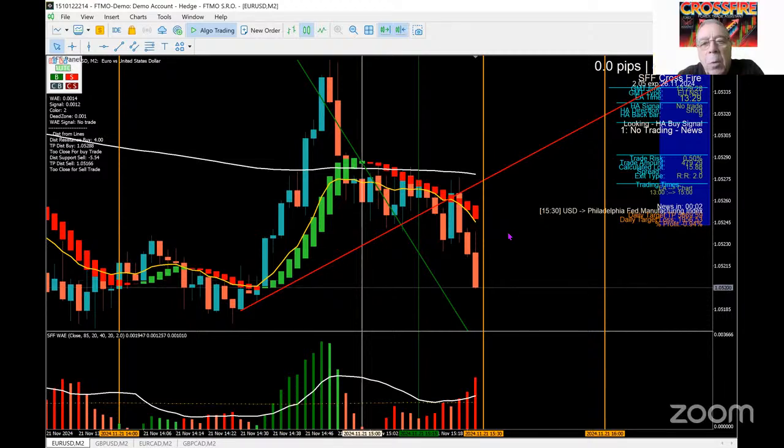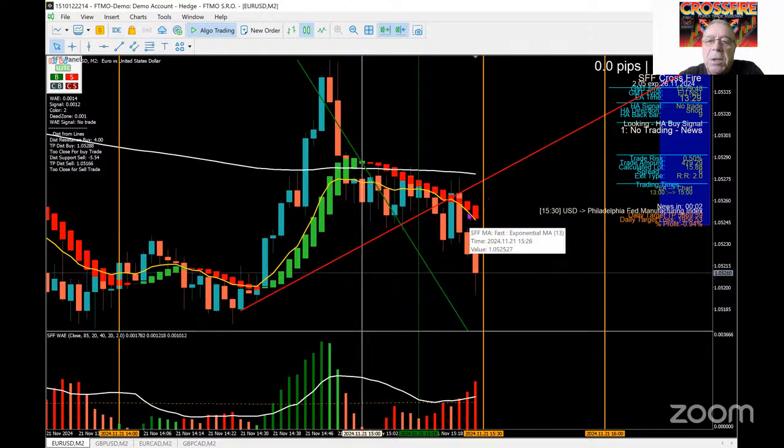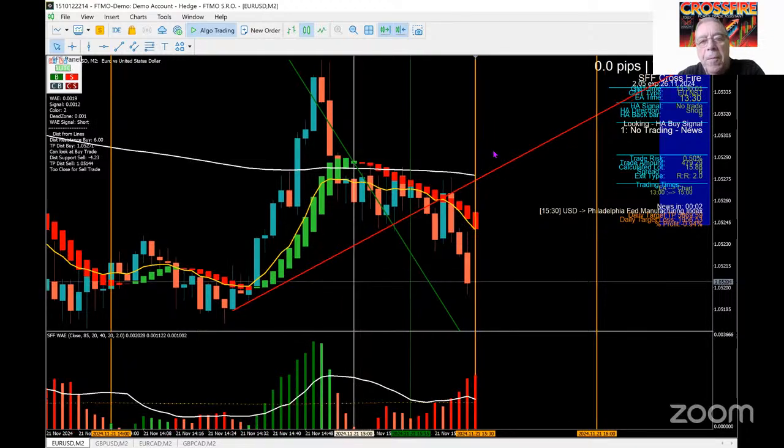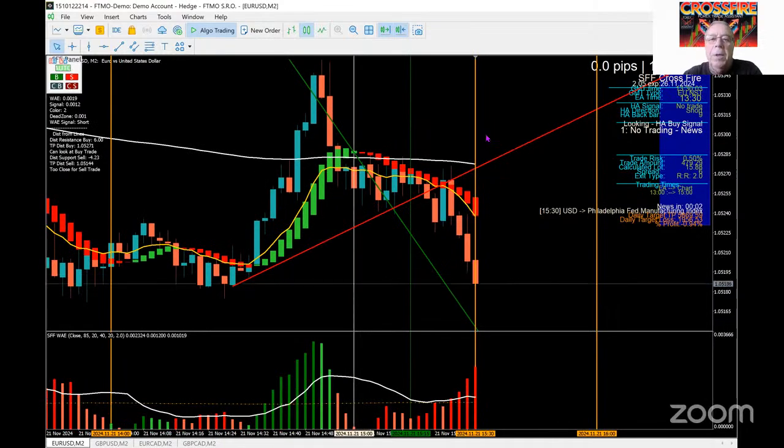So I wouldn't count this as a valid sell signal because I'm really looking for a buy signal in that. I'm looking for a wave change from red to green, and then I'm going to look for the 13 moving average to cross over the 200. That is what I would call a textbook crossfire trade, once the yellow line goes up above the white line.